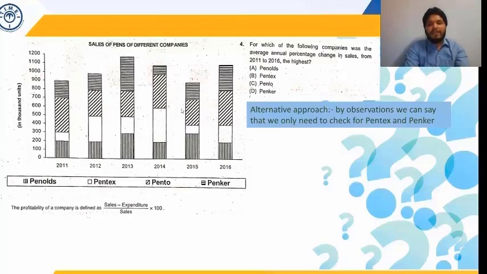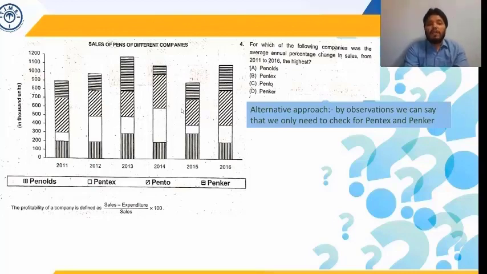By observation, can we say we need to check only for Pentex and Panker? There is no need to check for Penoids and Pento. Why? Because the difference between their final and initial quantity is 0, as it is the same in the final year as in the initial year. The sale of Penoids in 2011 is 200 and in 2016 it is also 200. So the difference is going to be 0, and 0 multiplied by anything, the answer has to be 0.